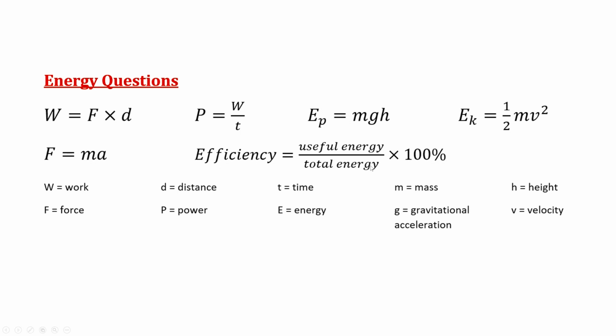And then we have an efficiency equation. Energy efficiency equals the useful energy divided by total energy times 100%. Hopefully you've seen that one in Year 8 physics and you're pretty competent at using it. It's not particularly difficult. The most difficult bit is just working out what the useful energy is.